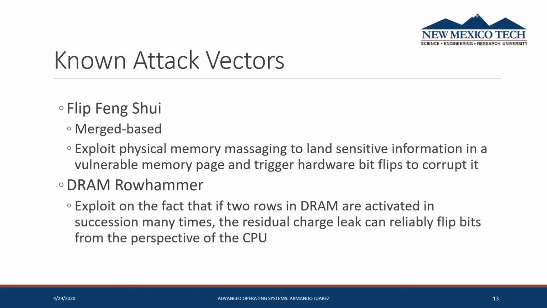It's an exploit on the fact that if two rows in DRAM are activated in succession many times, the residual charge leak can reliably flip bits from the perspective of the CPU. In layman's terms, essentially, there are these two rows inside of DRAM architecture. They're called aggressor rows. And if you continuously write memory to both of them in quick succession, then what ends up happening is the capacitor inside of one of the rows eventually will start to leak charge. And that leaked charge is enough to actually flip bits of the surrounding cells that hold those capacitors. And from the perspective of the CPU, it sees that bit go from 0 to 1 or 1 to 0.